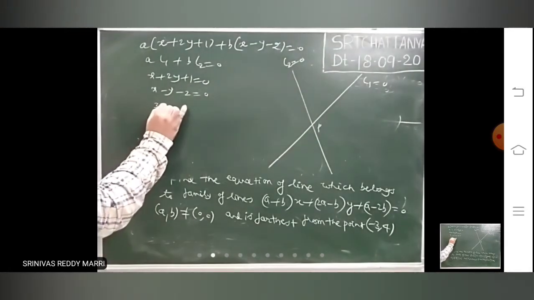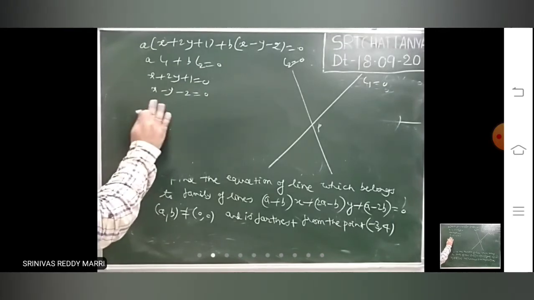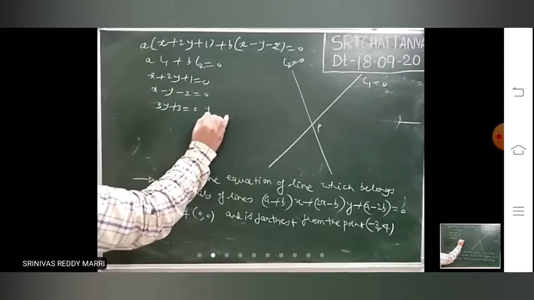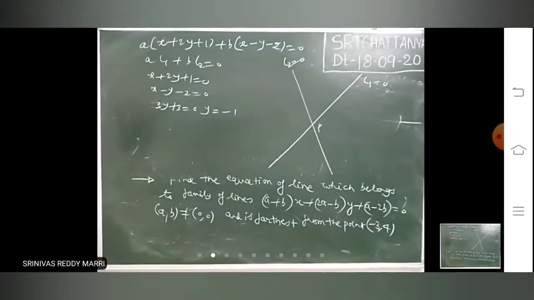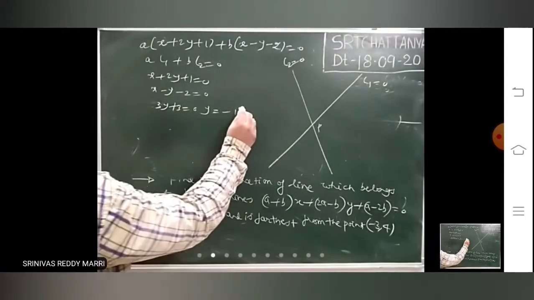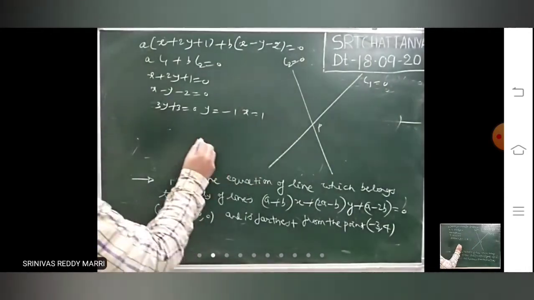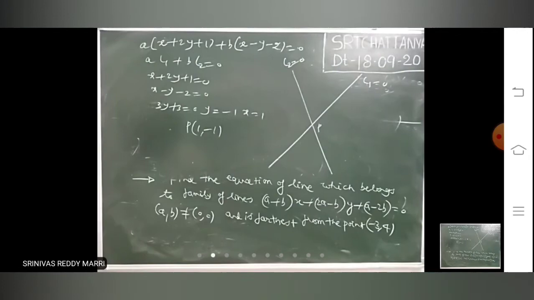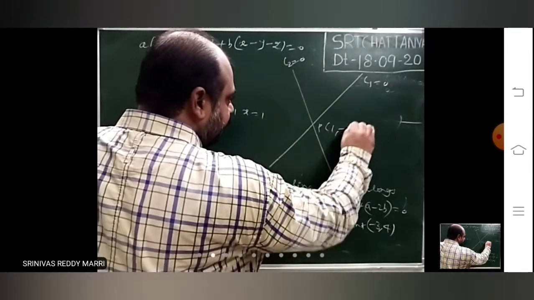This minus this, you do. 3y, solve directly. 3y plus 3 equal to 0. y is minus 1. So y is minus 1 means x equal to 1. Therefore P is nothing but (1, minus 1). This is the point.